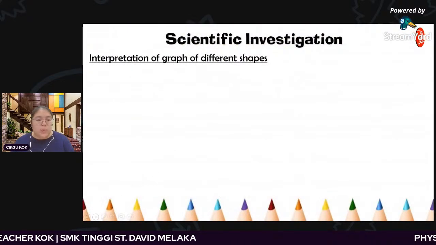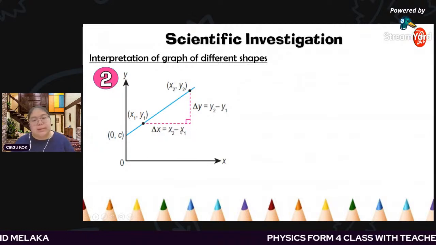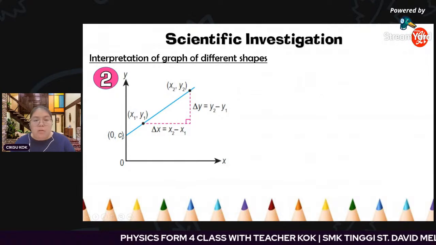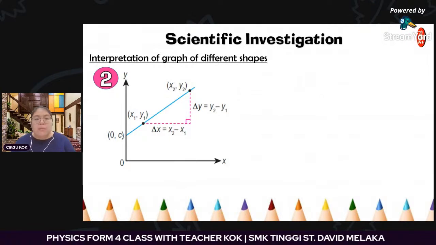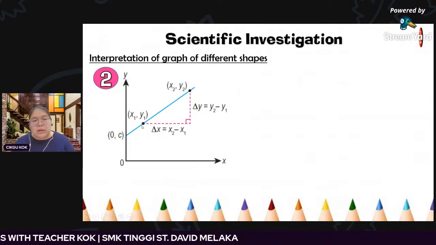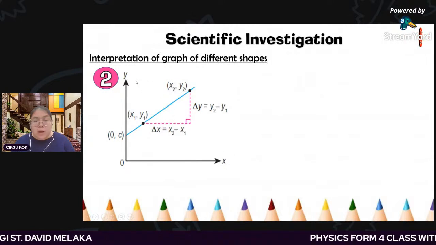Okay, the next one is another graph. You can see the second graph. The second graph never starts from 0, but it is still a straight line. We can find that the line keeps increasing. So I can say x increases, y also increases.